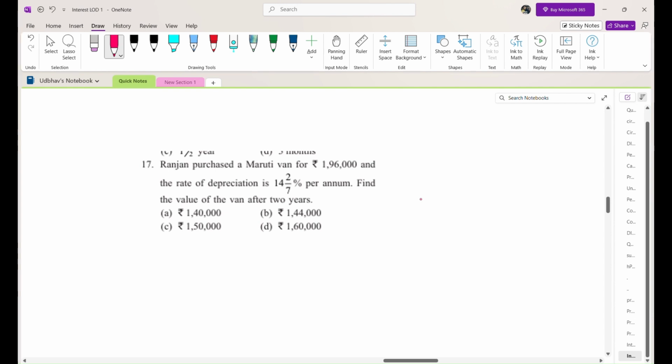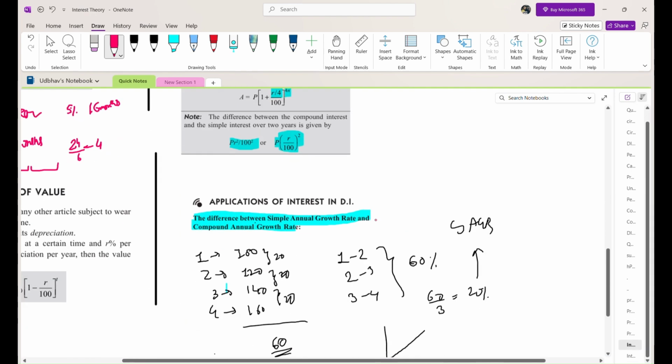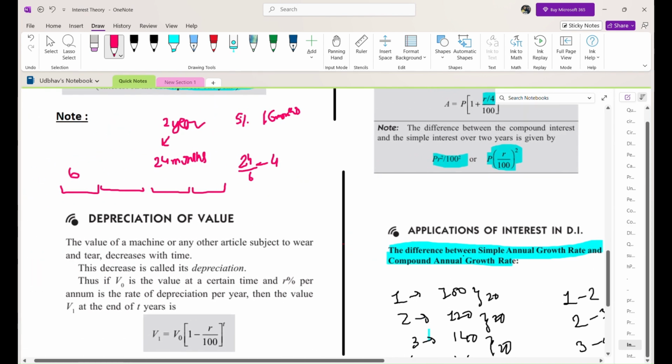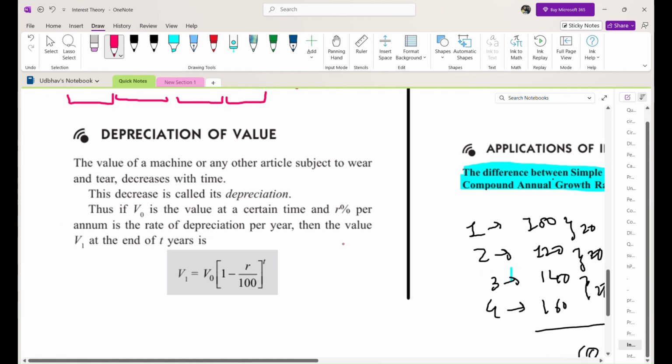Ranjan purchased a Maruti for 1,96,000 and the rate of depreciation. Oh, did I teach depreciation here? Oh, I did not teach depreciation of value.